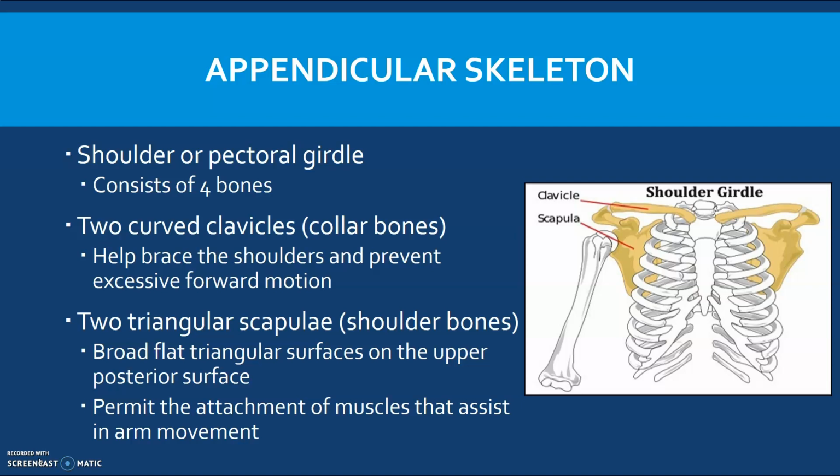The shoulder girdle consists of 4 bones: your 2 curved clavicles or collarbones, which help brace the shoulders and prevent excessive forward motion, and 2 triangular scapulae or shoulder bones. These are broad, flat, triangular surfaces on the upper posterior surface. The scapulae permit the attachment of muscles that assist in arm movement.